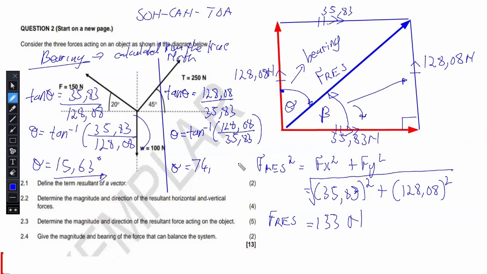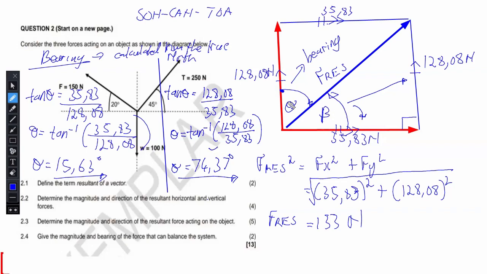Let me quickly do it in my calculator. 128.08 divided by 35.83. If I round off to 2 decimal places, that's 74.37 degrees, yes. So both these angles here are correct. That's what you need to note. If you add those angles up, you will see that they add up to 90 degrees, because the angles are complementary. So it's just a matter of whether you are calculating the bearing or calculating from the horizontal. If you are calculating from the horizontal, this is the angle that you are going to find.